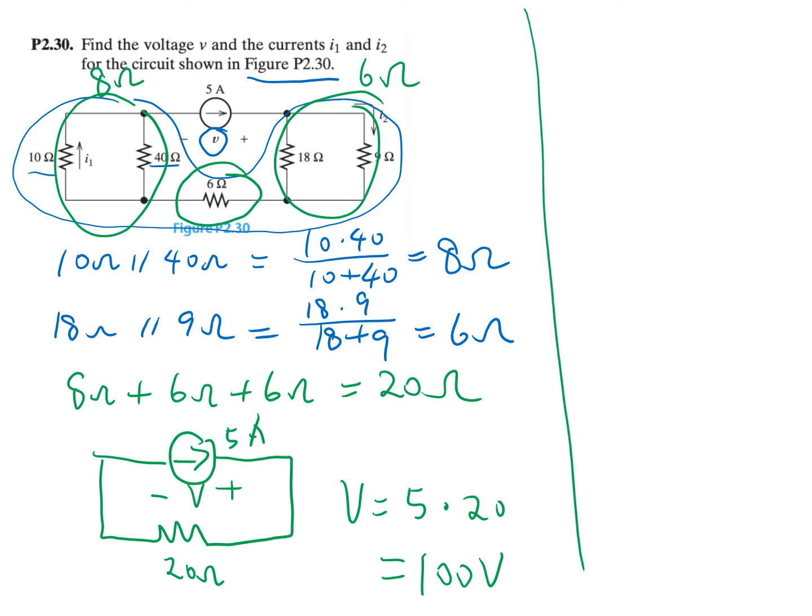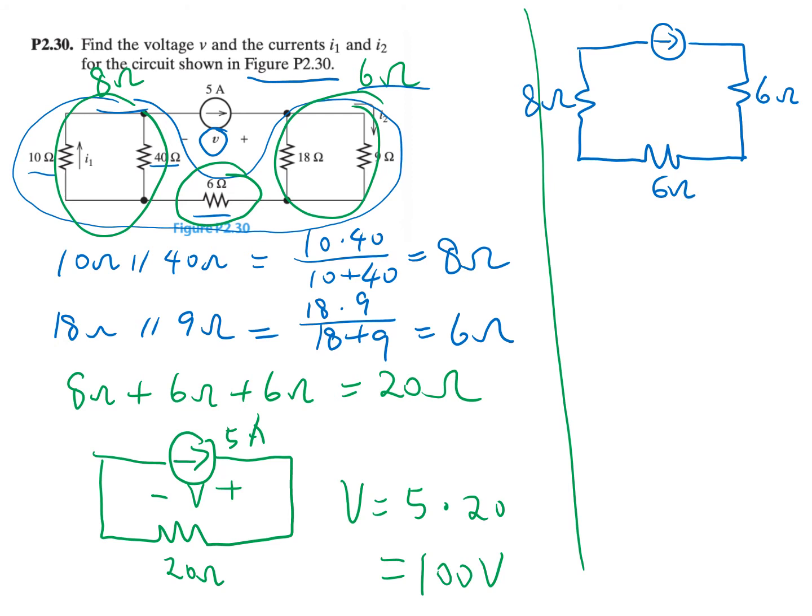If we are going to find the value of I1 and I2, we need to simplify the circuit to a different extent. So in this example, we can simplify the circuit to be like this. This is 6 ohm, the left is 8 ohm, and this is 6 ohm. And we can calculate the voltage drop of the 6 ohm. Let's say that's V1. So V1 is 5 times 6 ohm. That's 30 volt.